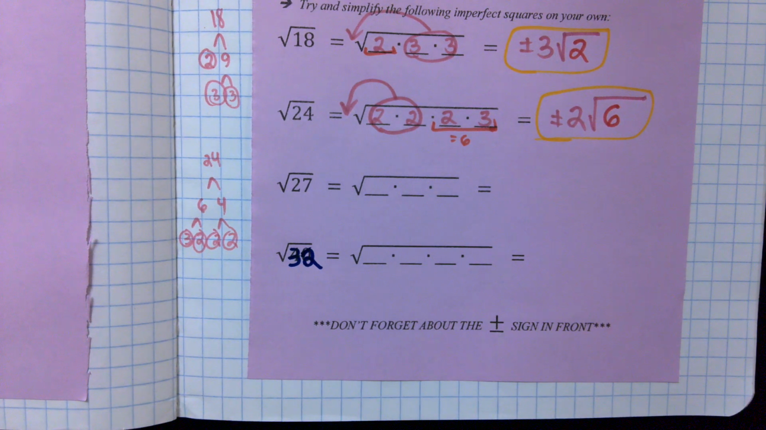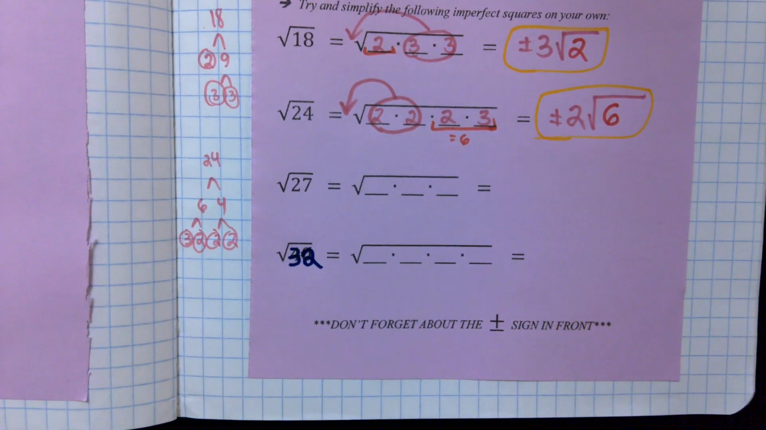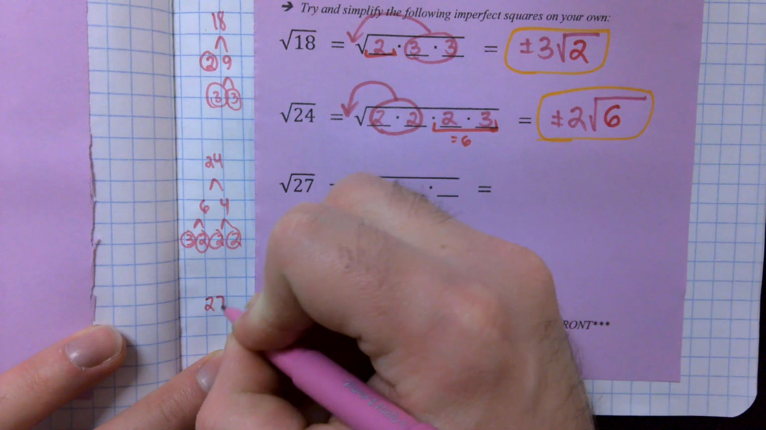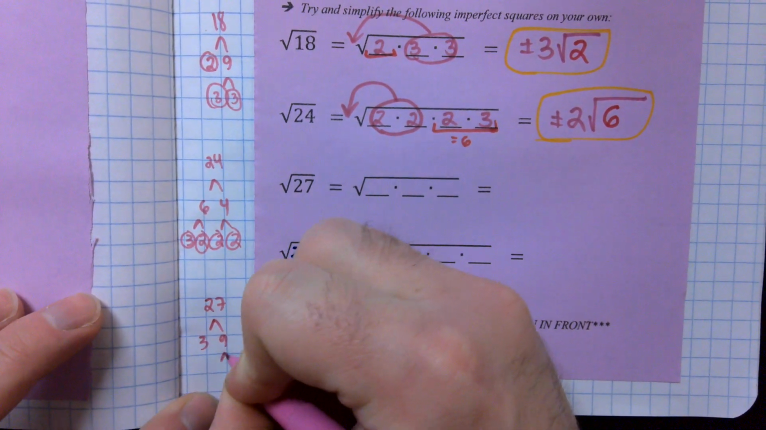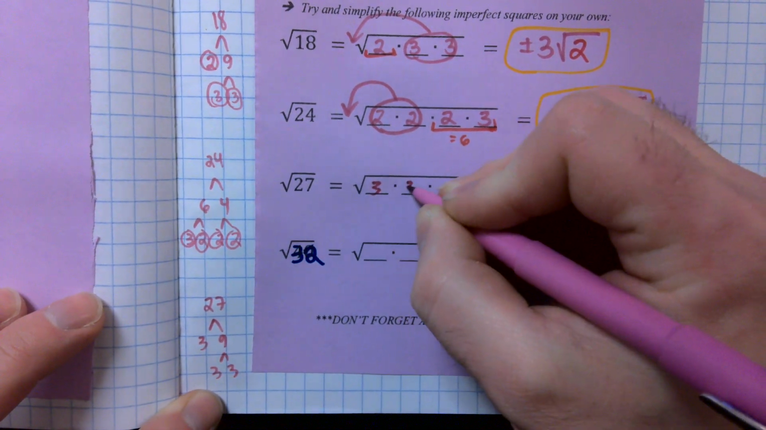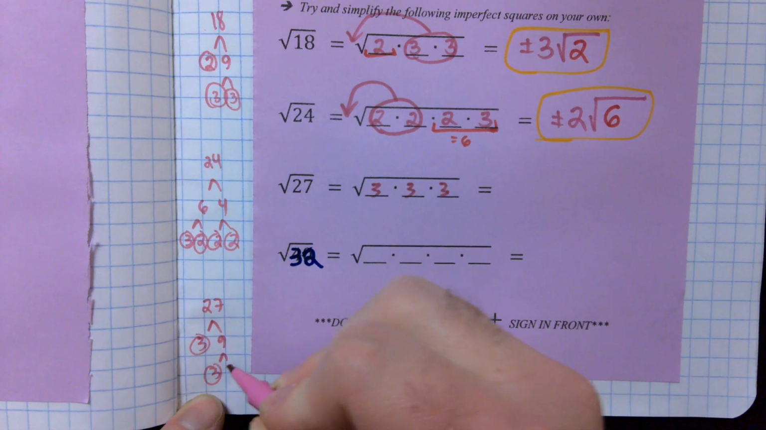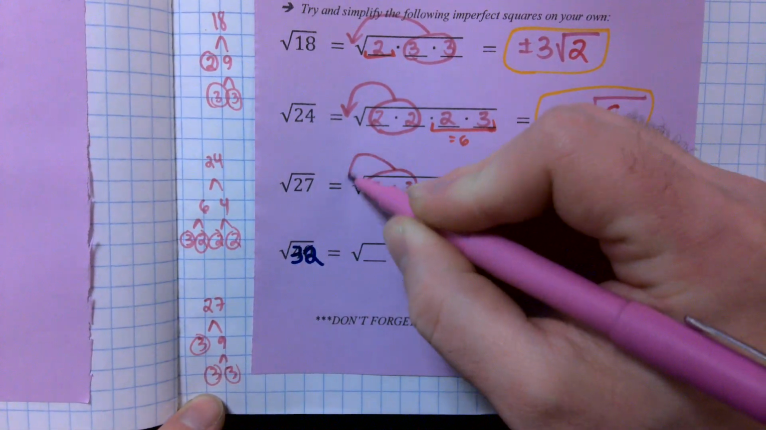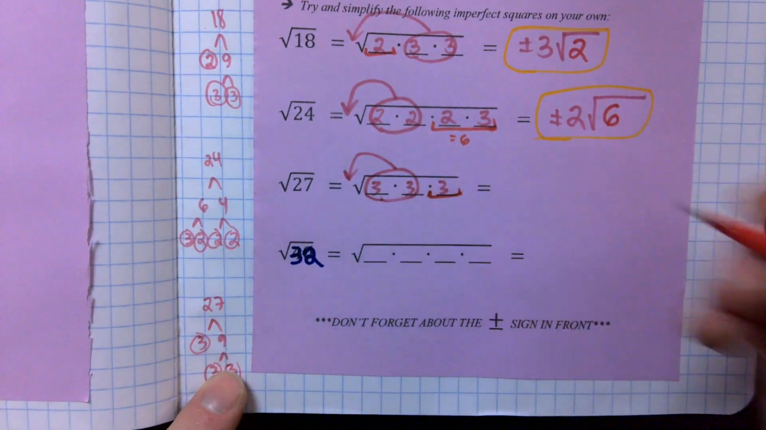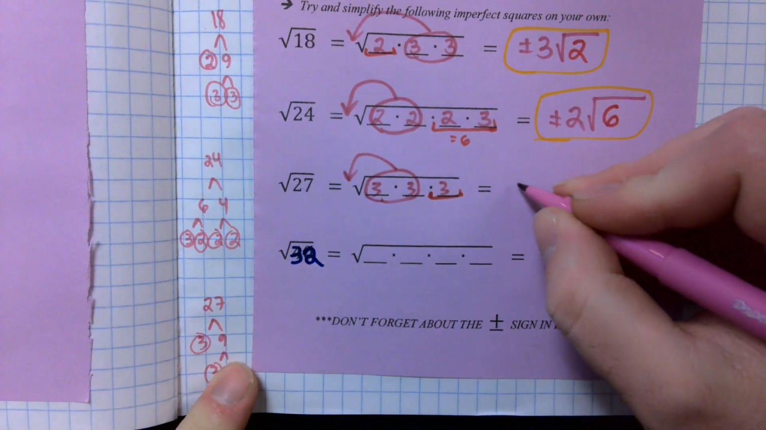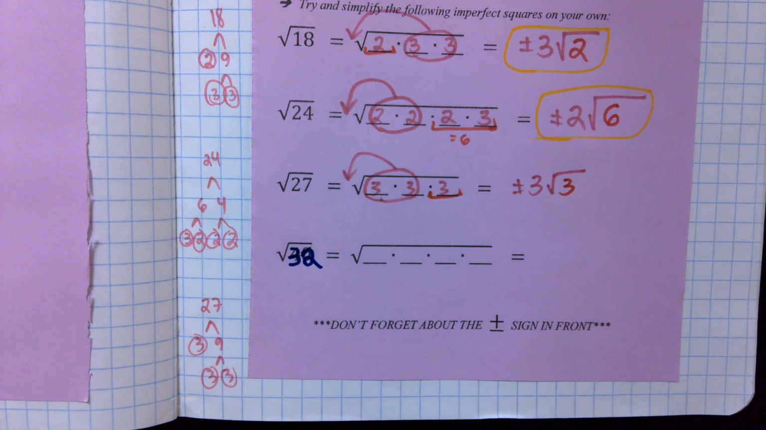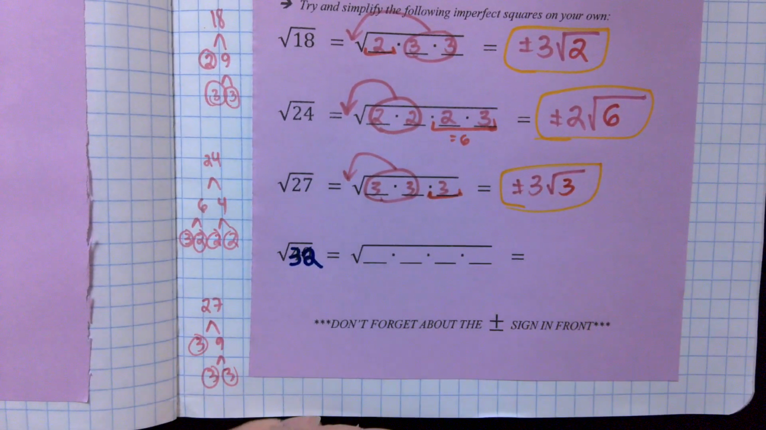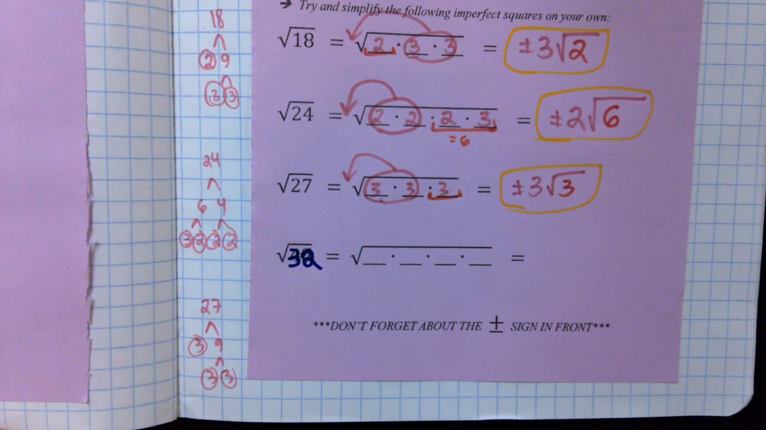Okay. 27. What two numbers multiply to give me 27? 3 times 9, or 3 times 3 times 3. Good. What can I circle up and bring out? 3 times 3. What gets left behind? That third little 3. I can only bring things out in pairs. I cannot bring out any triplets or anything like that.